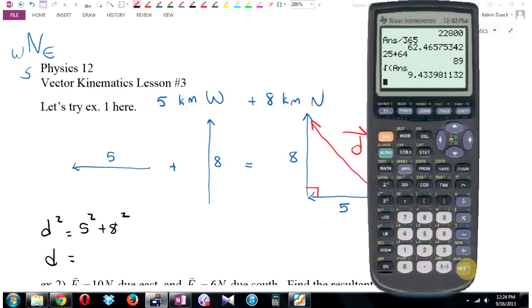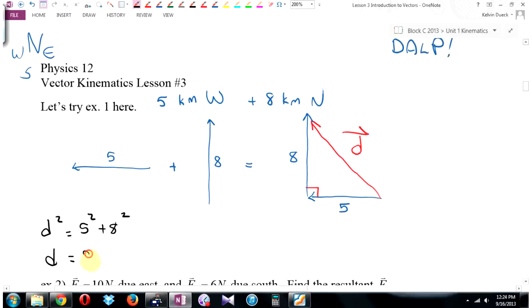How many sig figs did we say we're going to write this year always? 2 or 3. So 9.4, sure. 9.43, sure. 9.434. Oh, come on. 2 or 3 sig figs. So how about 9.43? Units? Kilometers?